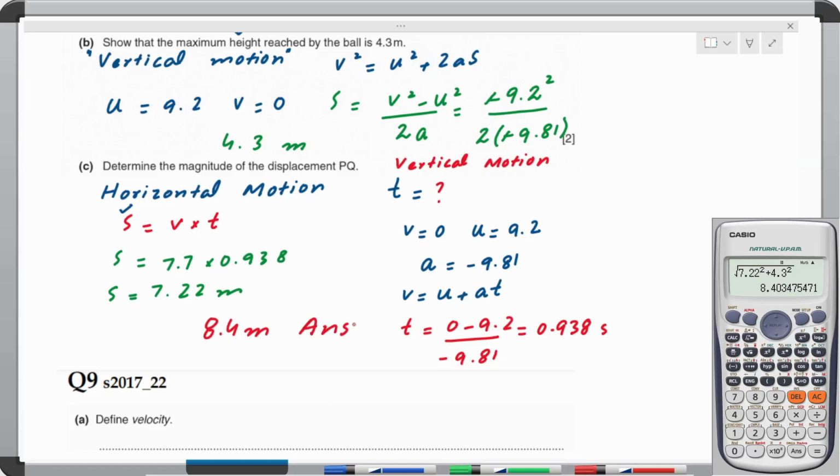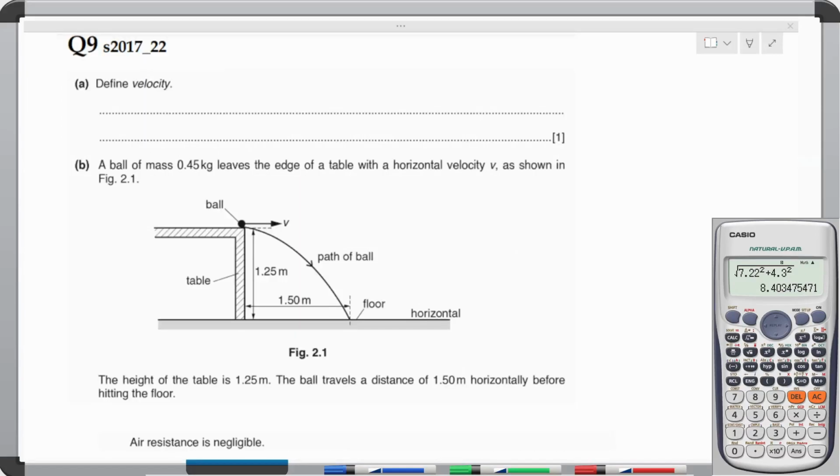And the marks are cropped out here. By the way, this question was for 3 marks. So you get 1 mark for finding the time, 1 mark for finding the horizontal distance, and 1 mark for finding the final answer. Alright everyone, so let's move on to the next one.